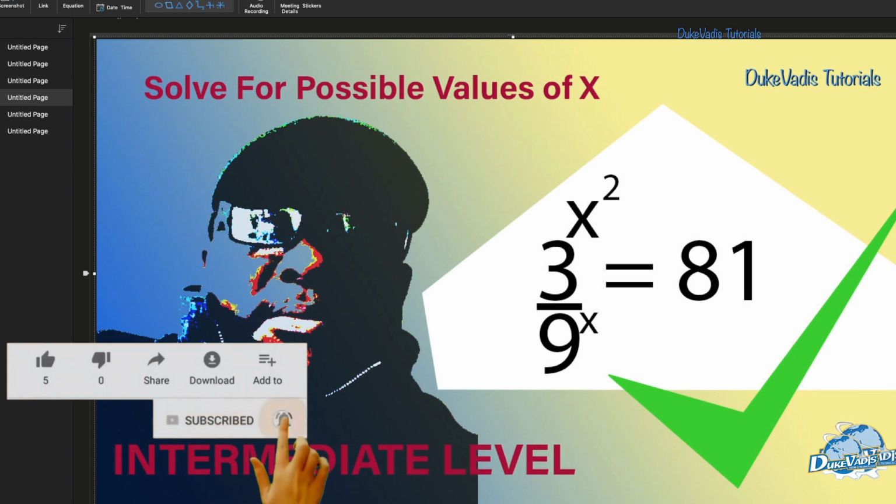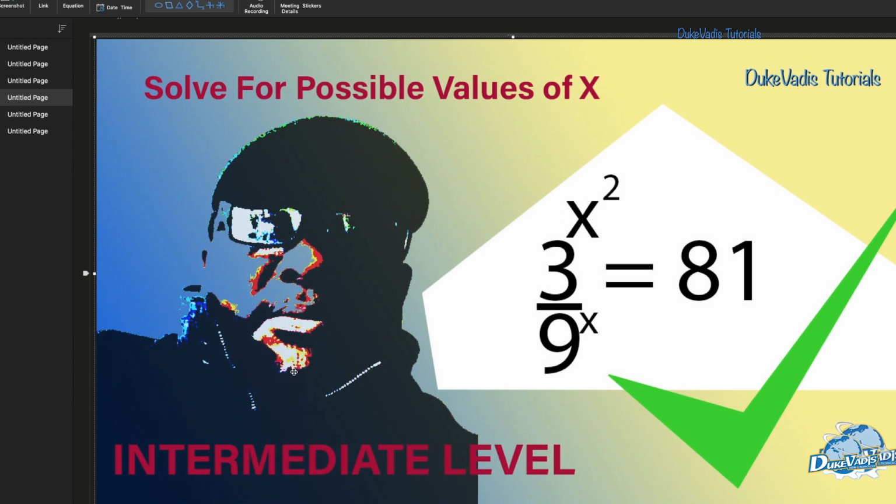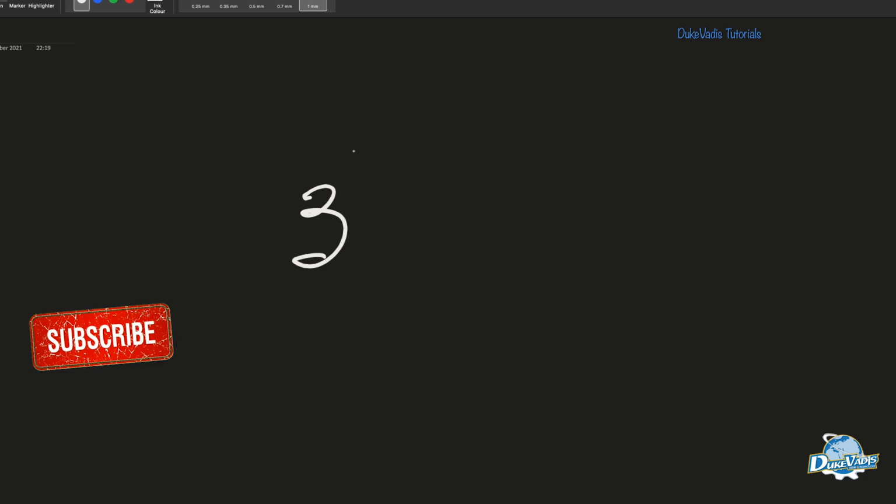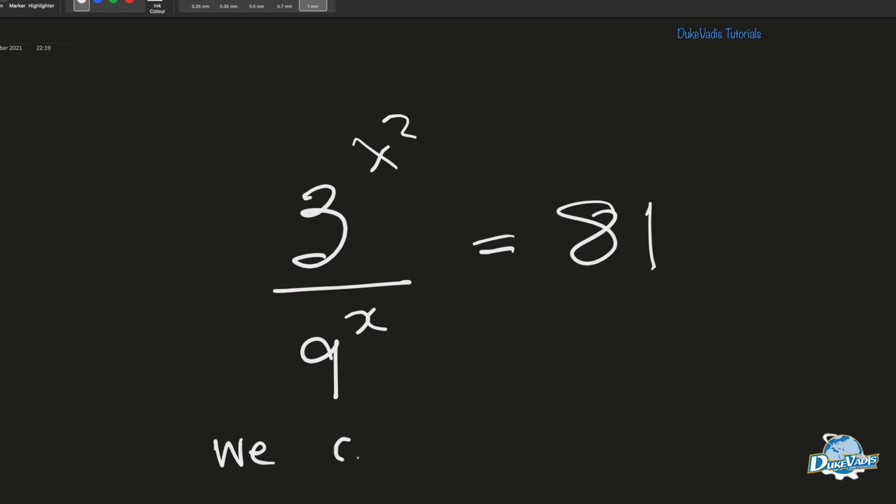Okay, friends, we are not reinventing the wheel. This is so simple. It's just about the properties of indices. If you have learned or taken the properties of indices seriously, this question you must be able to digest within the shortest possible time. 3 raised to the power x squared all over 9 raised to the power x is equal to what? 81.